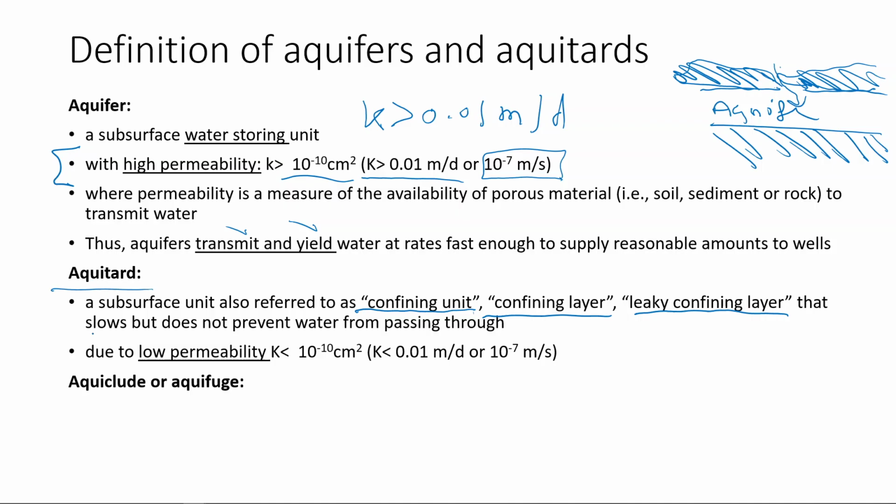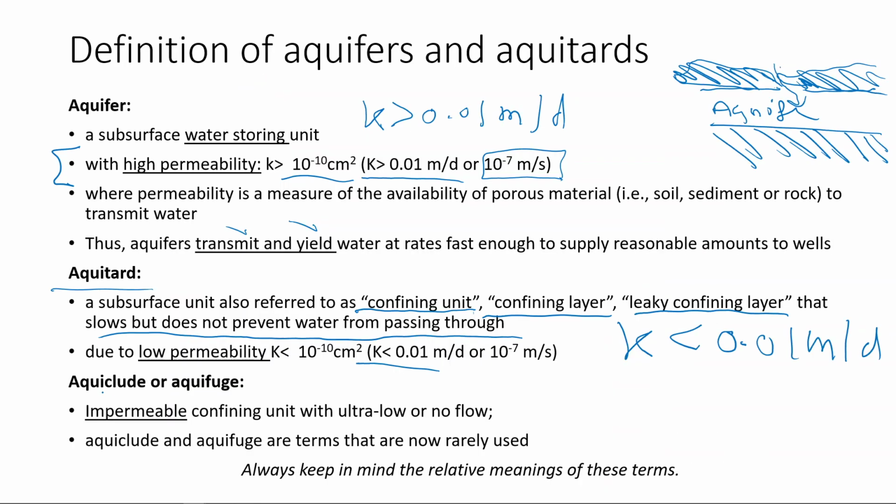The aquitard refers to a layer where water moves slowly, but it does not prevent water from passing. So water flows in the aquitard, but very slowly, and it does not prevent water from passing. So you can get a very little amount of recharge through it. Again, what would be the main feature of this? Low permeability. So you'll get a K value less than 0.01 meter per day. That would make an aquitard. Now you have terms like aquiclude or aquifuge. These are impermeable layers.